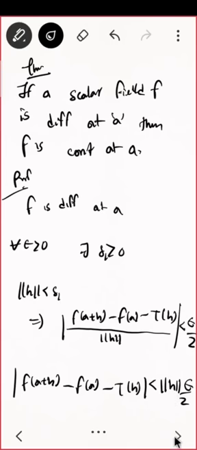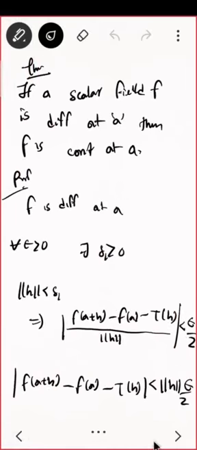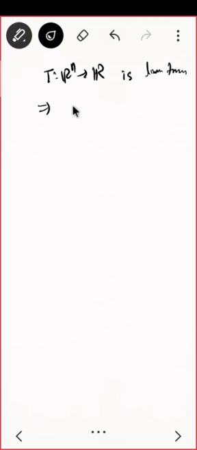Next, as per the condition we have seen, we have a condition for this term. We want a condition on T of h. But do we know something about T of h? T is a linear transformation, and I think in the last exercise I proved that every linear transformation is continuous. That means this is continuous.